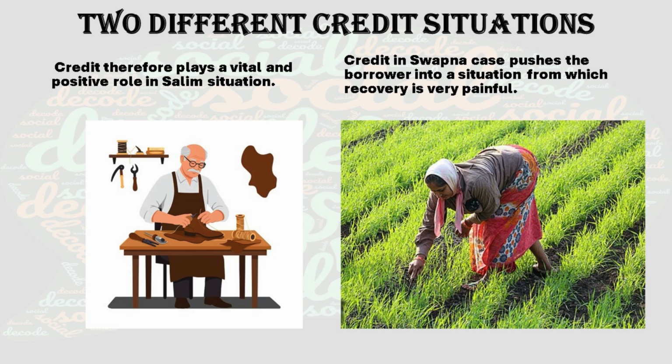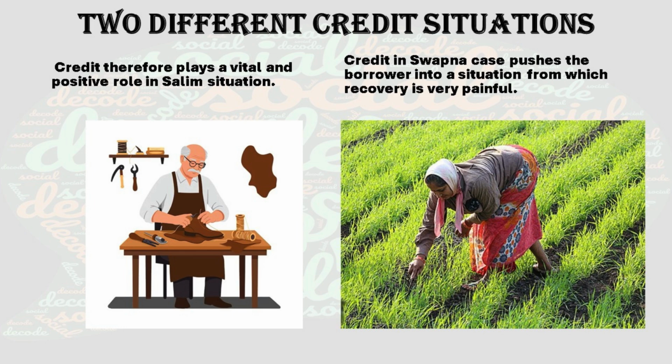The second example shows that credit also has a disadvantage. Here there is a farmer called Swapna. She is a small farmer who borrows money from a money lender. Here you want to understand from whom she is borrowing: a money lender, to grow crops. Unfortunately, her crop fails due to pests. She couldn't repay the loan, and the money lender forces her to sell part of her land.